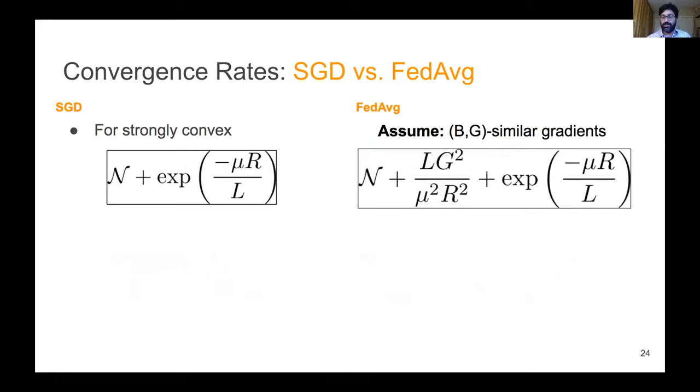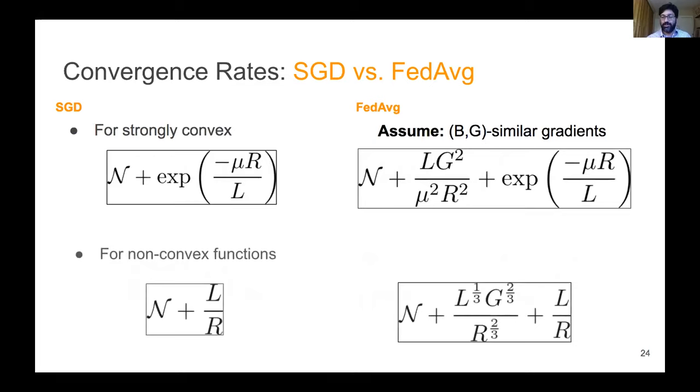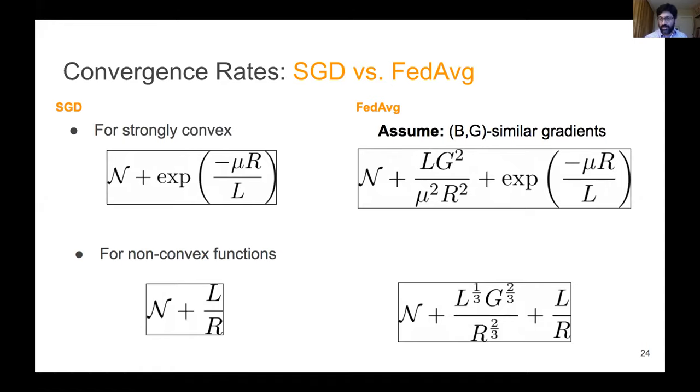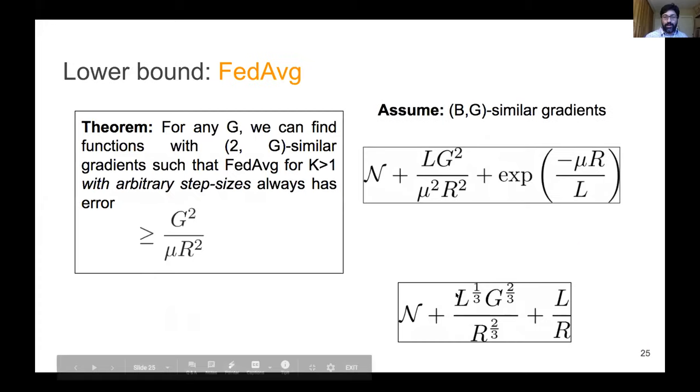The same thing happens again in Fed averaging, and it is the presence of this extra term here, which tells how much heterogeneity there is. It turns out that it's something that you cannot avoid. It's pretty easy to construct functions which have G-similar gradients, such that Fed averaging with K bigger than, you need at least, yeah.